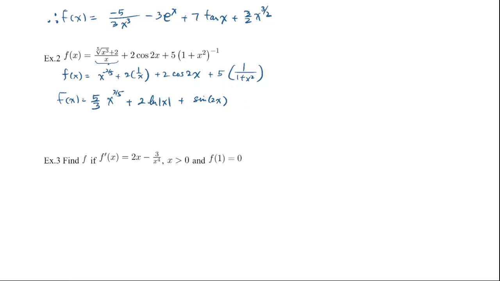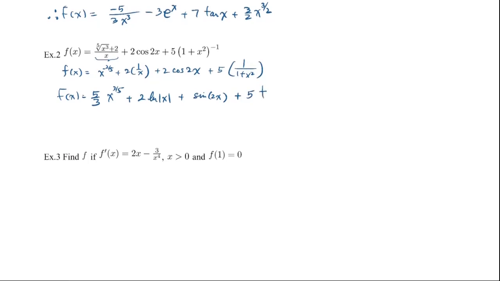Okay. So next, what gives you 1/(1 plus x squared) when you take the derivative? Does that come to you at all? Yeah, it's tangent. Right? So if you said tangent, I think we're good. Sorry, inverse tangent, that is 5 times inverse tangent of x.